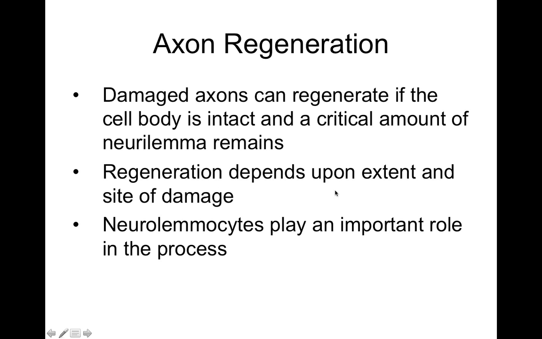And regeneration depends on the extent of damage as well as where the damage occurs. And it's actually the neurolemocytes that help determine how this axon regrows. Like if someone has nerve damage from an accident of some sort, and they have a nerve that's cut, then you can cut some of these axons. But luckily, some of these axons can regrow, and I'll explain it in the next slide.